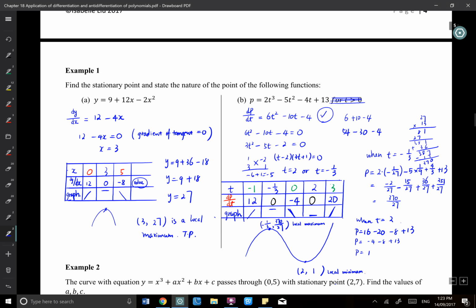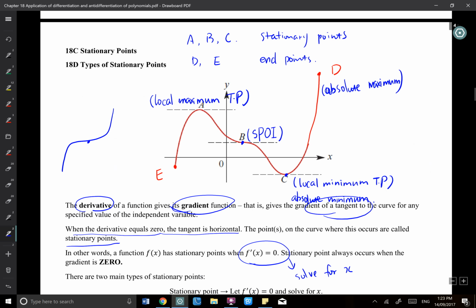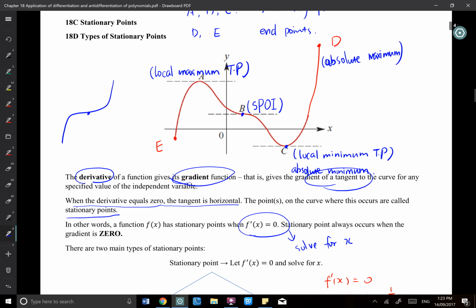Okay, so have a think about what we have learned last lesson this Tuesday. We talked about maximum turning point, minimum turning point, stationary point of inflection, and also what absolute minimum and absolute maximum are. Sometimes the endpoints can actually be higher than the turning points, so that one will be the real maximum value. Okay, that is the maximum.